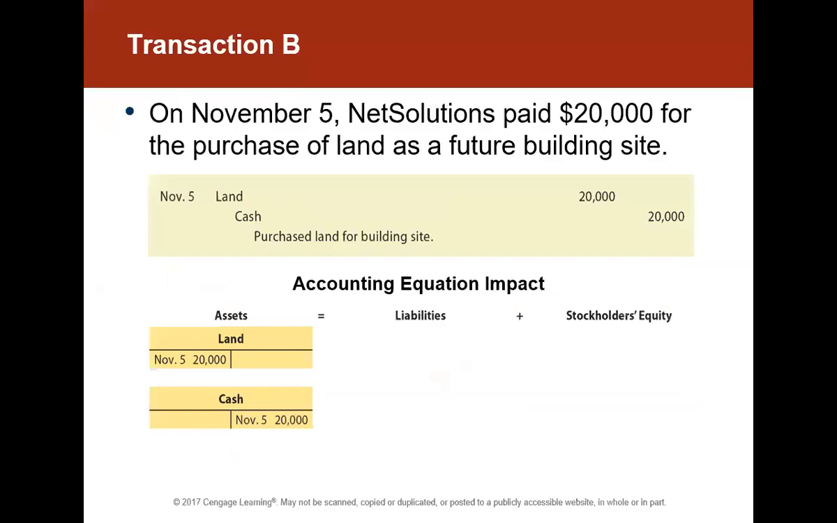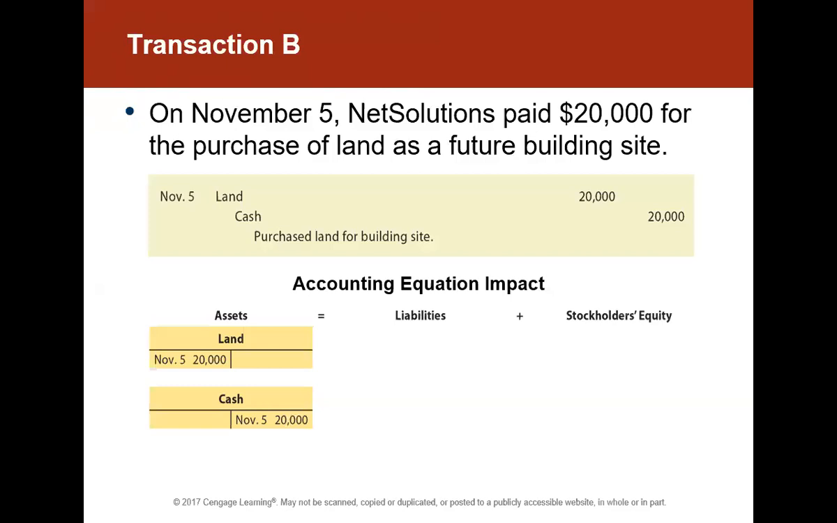So now they're just showing us some more transactions. Once we go through a few of these, we'll practice them together in the chapter 2 practice. November 5th, Net Solutions paid $20,000 for the purchase of land. So we purchased land. Well, what type of account is land? Asset, good. Is it increasing or decreasing? Increasing. So if land is an asset and it's increasing, I know it's my debit account. Well, what about cash? We know we paid cash. Is it increasing or decreasing? Decreasing. So cash is credited.